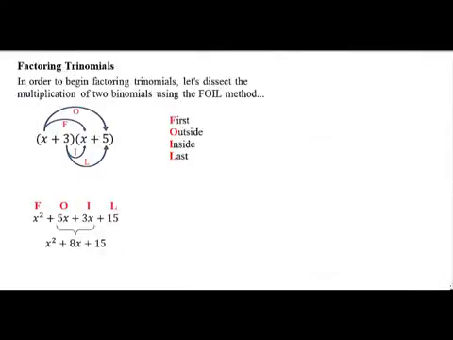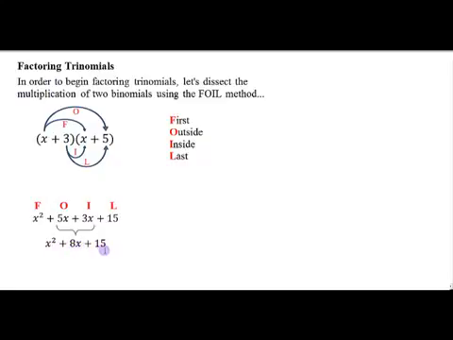Factoring trinomials. In order to begin factoring trinomials, let's dissect the multiplication of two binomials using the FOIL method. As you recall, the FOIL method means that we're taking two binomials and multiplying the first terms, the outside terms, the inside terms, and the last terms in order to ensure that everything in the first set of parentheses multiplies everything in the second set of parentheses.